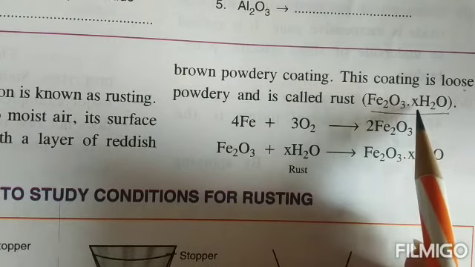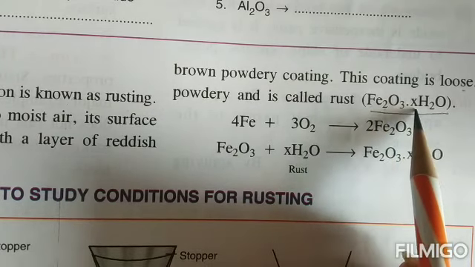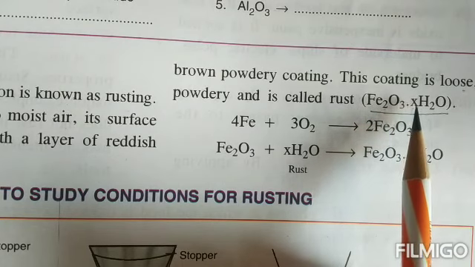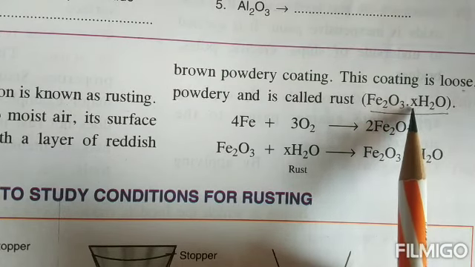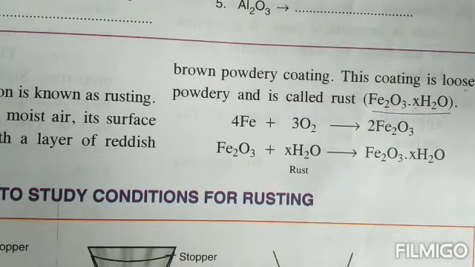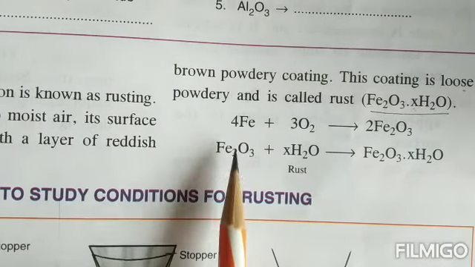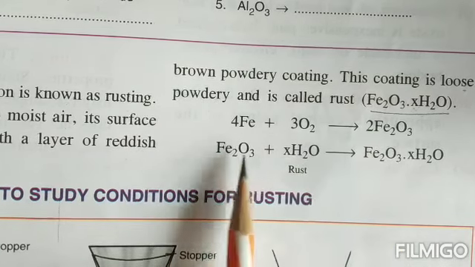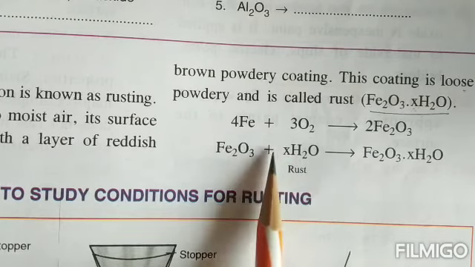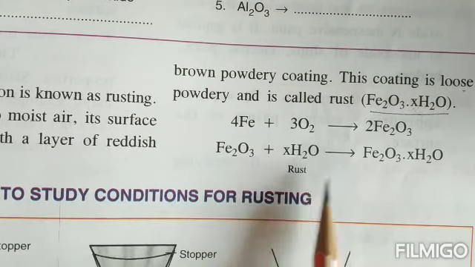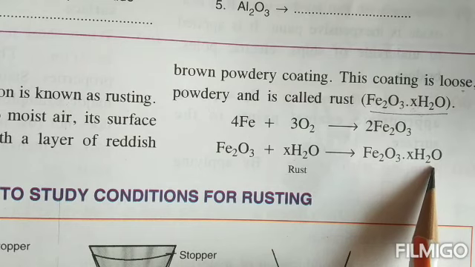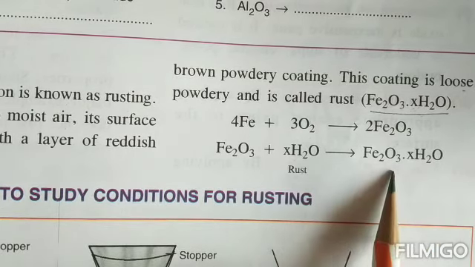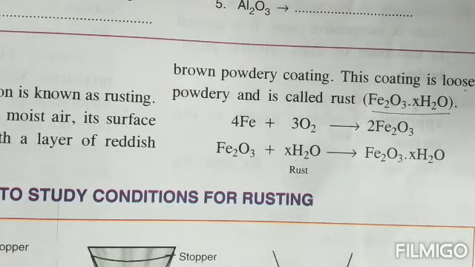Now there is X written over here, children. See, Fe2O3.xH2O. Now this X is variable. That means the value of X can keep on changing depending upon how much moisture it is getting. See, 4Fe plus 3O2 will give us ferric oxide, and this ferric oxide, when it comes in contact with water, it will form what? It will form rust. Now this is written at a wrong place, children. This rust should have been written over here. So this is what is known as rust.